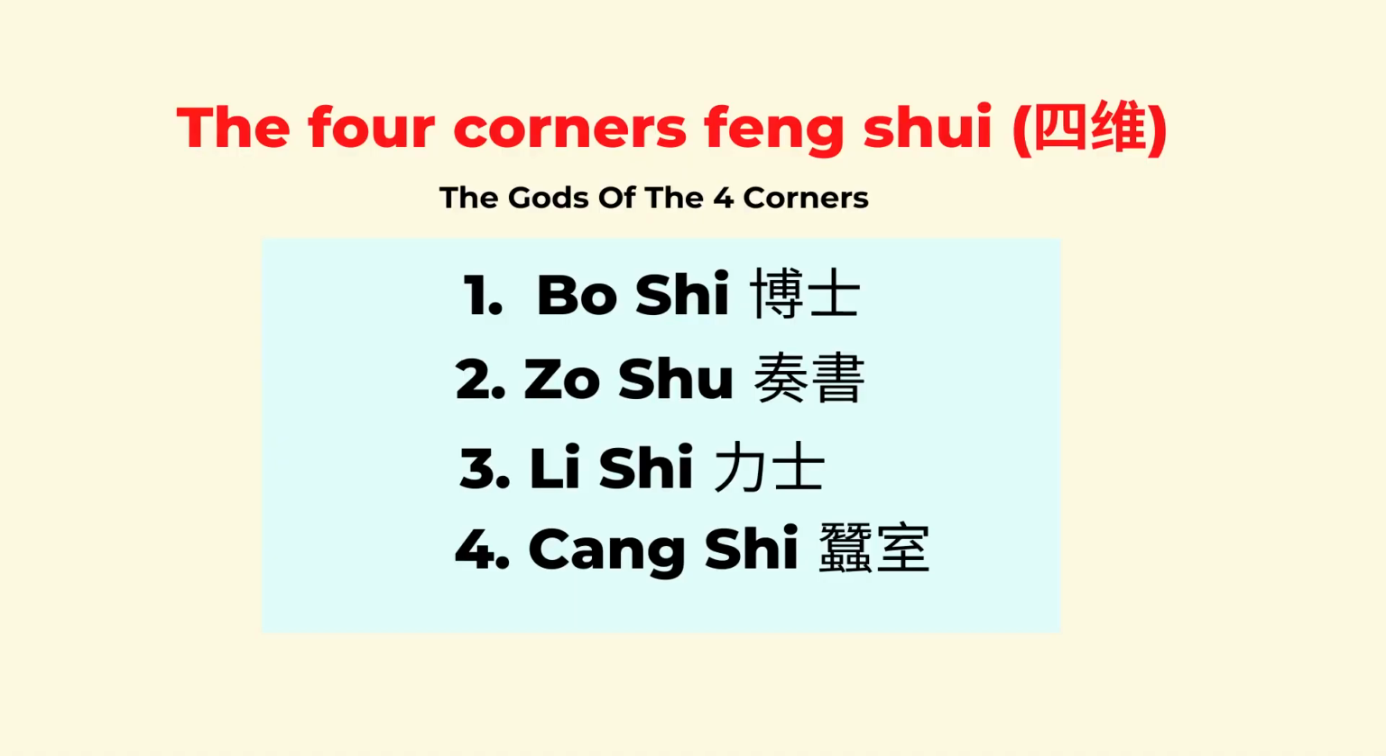The four corners Feng Shui is called the Si Wei in Chinese, and the names of those four gods are 博士, 咒书, 力士, and 禅士. You don't hear those names a lot. Those names are not popular in modern day Feng Shui, but it can still be a good reference if you want to focus on the corners of your house.